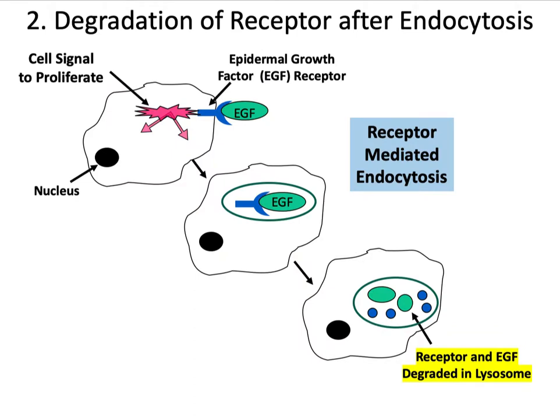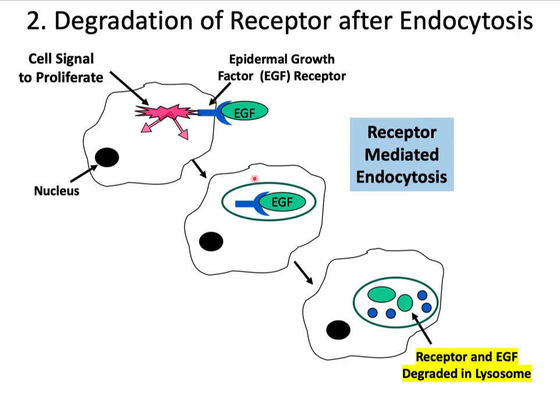So here is an example of a receptor that gets degraded along with its target. It is the epidermal growth factor receptor, or EGF receptor. EGF is an important growth-promoting and signaling molecule. When EGF binds the receptor on the cell surface, the cells receive a signal to proliferate. We can talk more about the EGF receptor when we talk about the cell cycle, the cellular basis of cancer and other diseases.